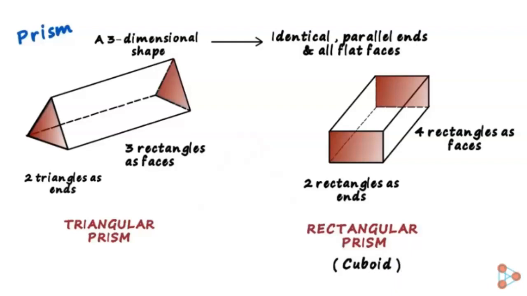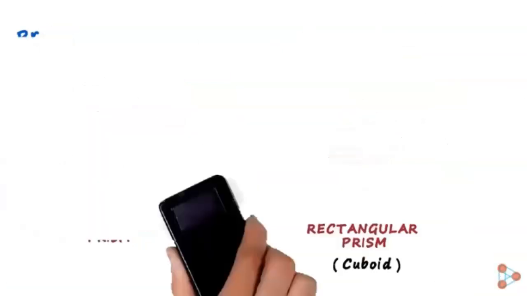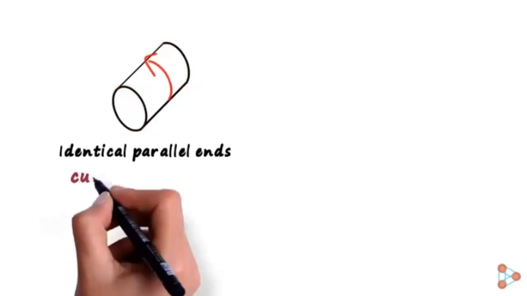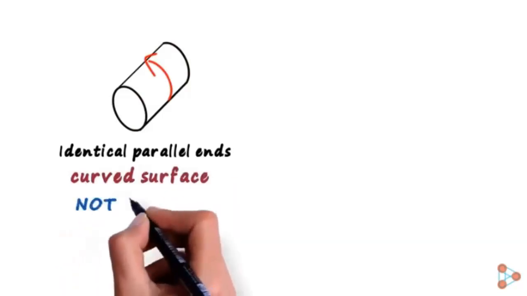Now let's look at a few figures and understand if they are prisms or not. Remember the definition, identical parallel ends and all flat surfaces. Here's the first figure. It's a part of a pipe. Both the ends are circles and are parallel to each other. It means that this figure has identical parallel ends. This figure has identical parallel ends but has a curved surface. Hence, it's not a prism.